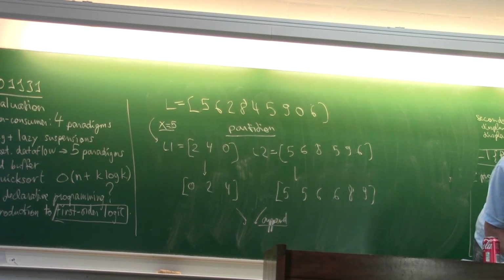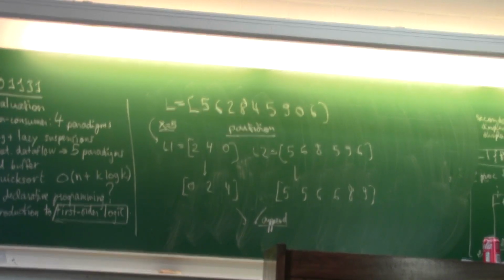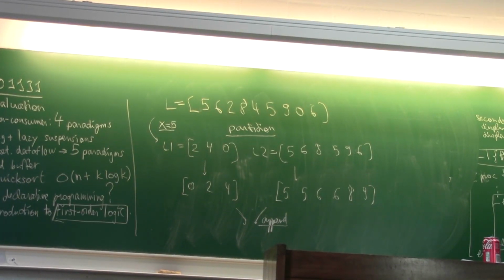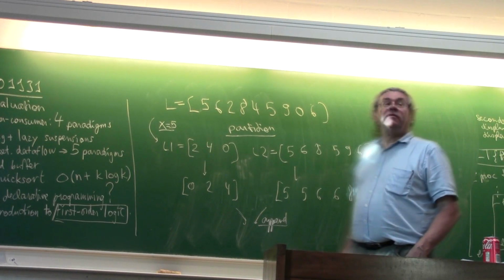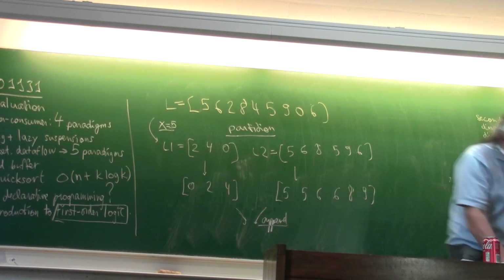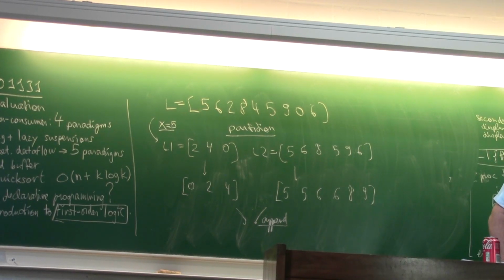And now I have append and quicksort. Append is very simple. So append L1, L2. I take the first element of L1, and I do a recursive call, H bar append T1 L2, and if L1 is nil, then the result is L2. So this is a simple recursive append function. Okay, so here is the quicksort.